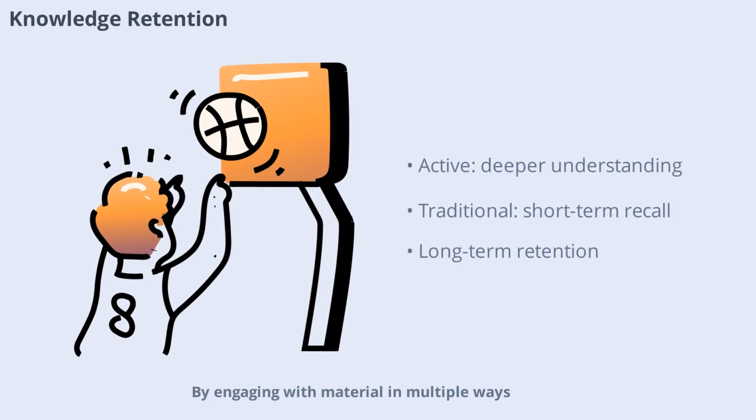Research suggests that active learning can improve long-term knowledge retention. By engaging with material in multiple ways, students are more likely to remember and understand concepts. Traditional learning, with its focus on repetition and memorization, may help with short-term recall but often falls short in promoting deep understanding. The way information is processed can make a big difference in how well it sticks.